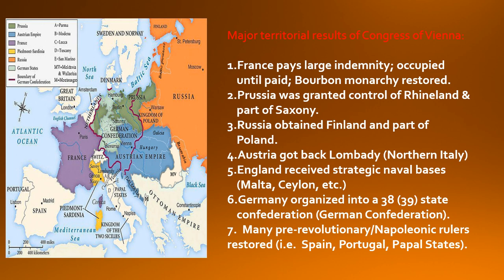The poor Poles have been getting divided up already in our class, and will be divided up again by other neighboring bigger powers. Austria got back Lombardy in northern Italy. England received strategic naval bases, Malta, Ceylon, off the coast of India. Germany was organized into a 38 or 39 state confederation known as the German Confederation, very creatively titled. And many pre-revolutionary and Napoleonic-era rulers were actually restored to power. Spain, Portugal, the Papal States, et cetera. So all of that has Metternich's mark all over it.